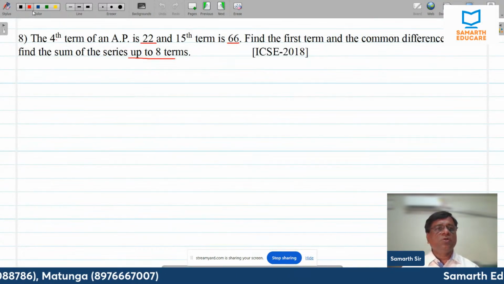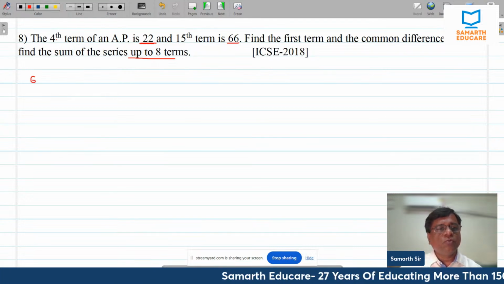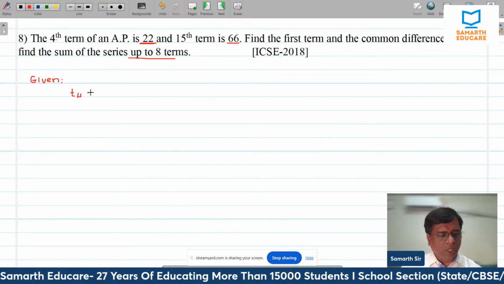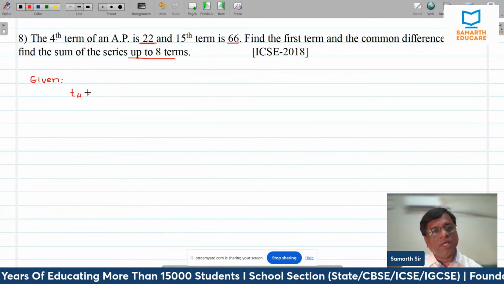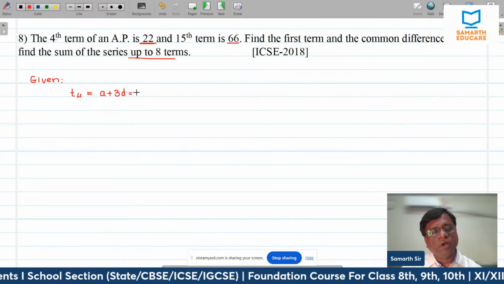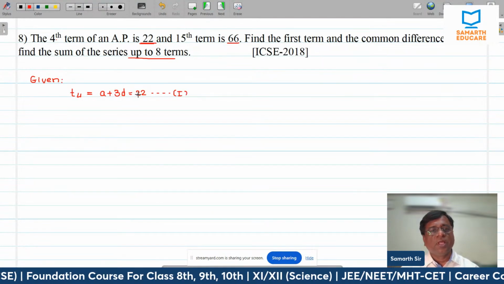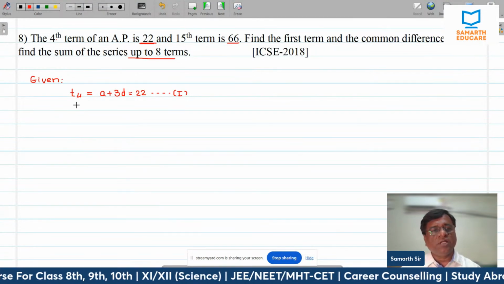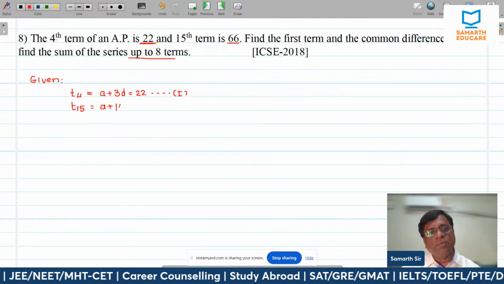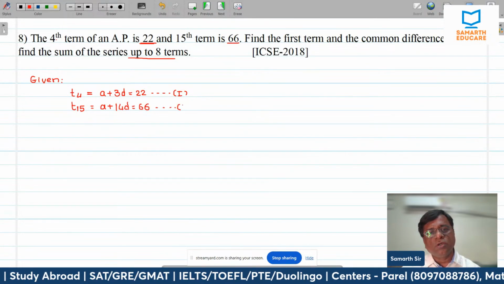Okay, so he says that the fourth term is 22. So what is given to me? A very simple problem. Fourth term is given to me. If I were to find it, the fourth term would be a plus 3d, and that is 22 as given. He says the 15th term is 66. If I were to find the 15th term, it should be a plus 14d. All right, and that is equal to 66 according to the problem, right?